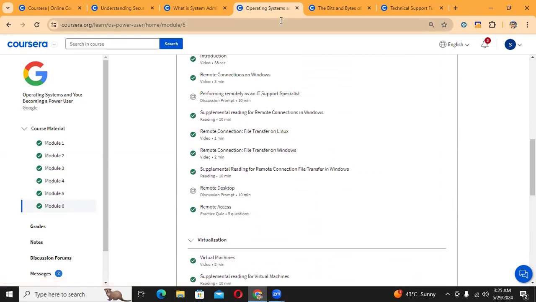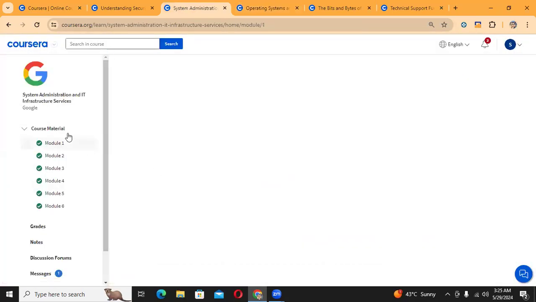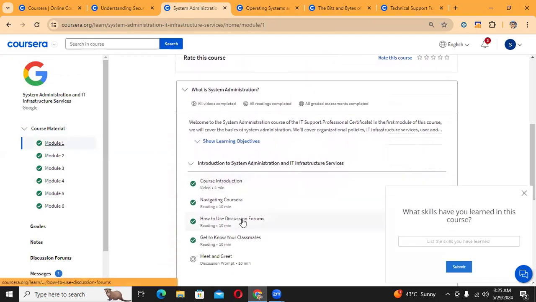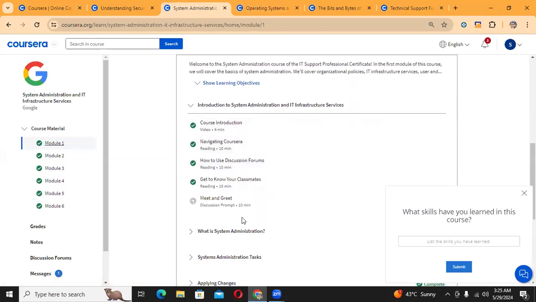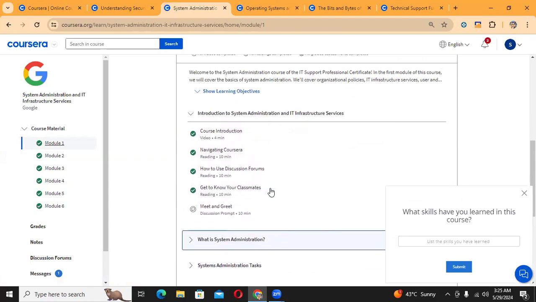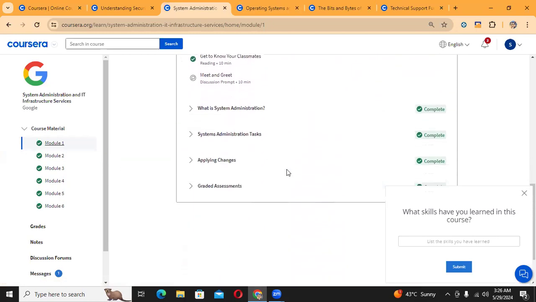So let's move on to the fourth course of the first module, which is about the introduction to system administration: the role of administration, an overview of IT infrastructure services, roles and responsibilities, the basics of hardware, software, and operating systems, and the importance of documentation and monitoring in systems.